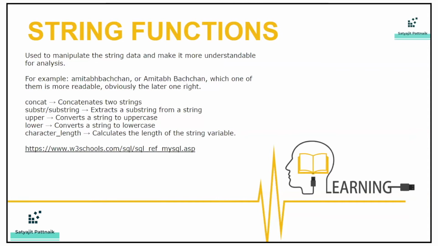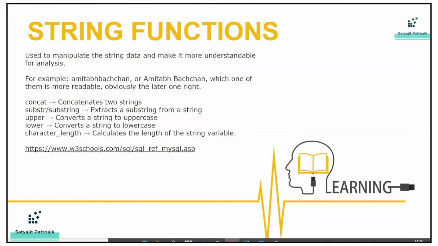Now concat is nothing but it concatenates two strings. Substr extracts a substring from a string. So let's say your name is Amitabh. If you want to show the first 3 letters, AMI, you can use substr: substr, first name, comma 1, comma 3, something like that. We'll see the usage of that. Upper converts a string to uppercase. Lower converts a string to lowercase. If you want to get the length of a particular field, you can use character length. There are many more string functions. You can go through this particular link and understand.